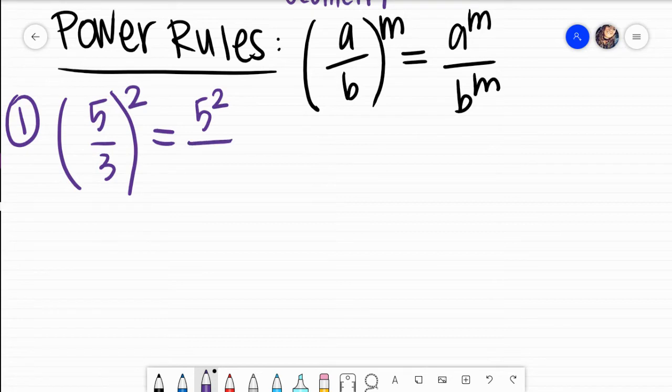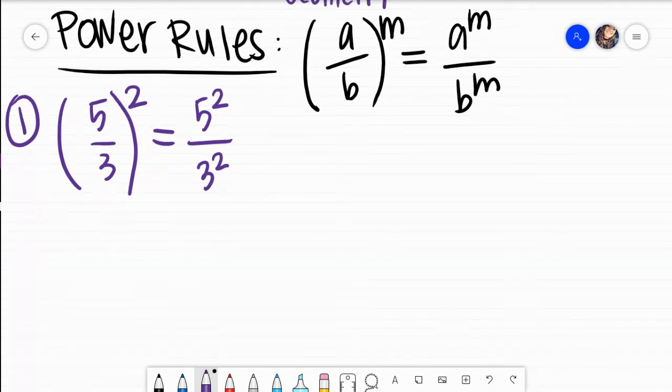So that would be 5 squared over, and then you square what's in the denominator. So that would be 3 squared. So once you actually square the top and the bottom, if you notice, it's not all still in parentheses and all being raised to an exponent, right? Because I'm applying that rule.